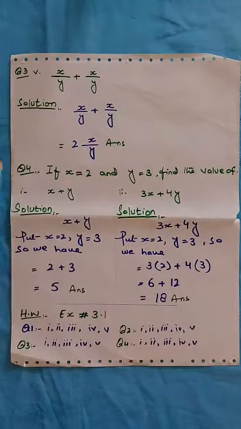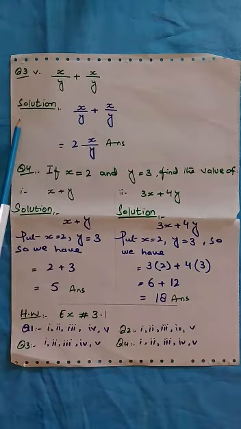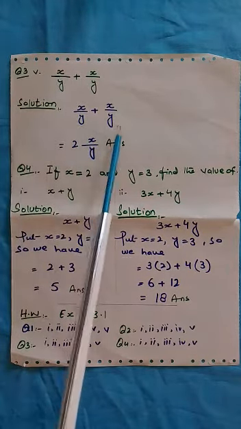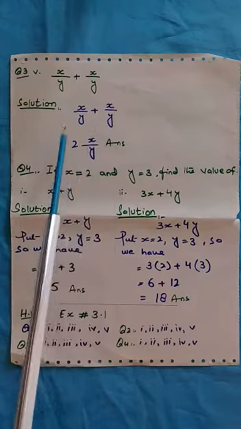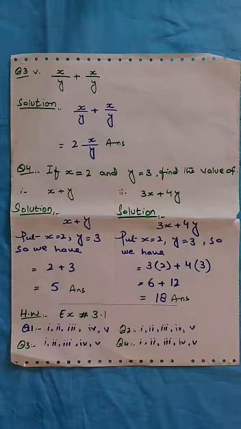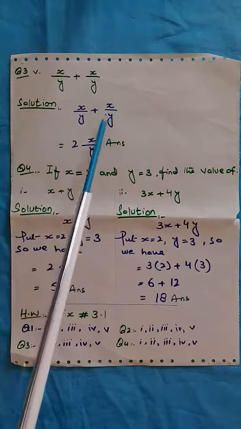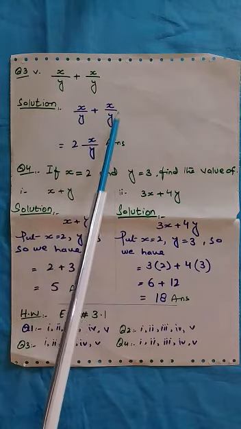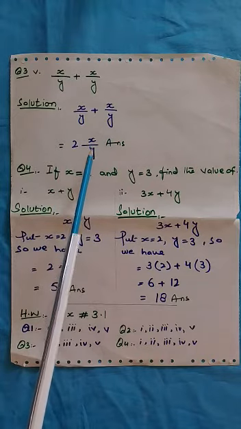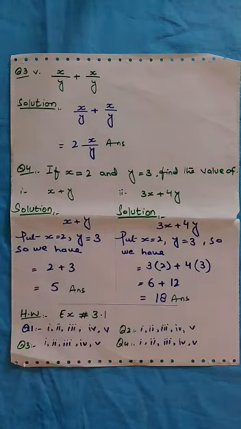Now question number 3 and its part 5. x upon y plus x upon y. Again we will put the heading of solution and first rewrite the question. x upon y plus x upon y. These are also like terms. So here we can see no coefficient. I told you if there is no coefficient, then the coefficient is 1. So 1 plus 1 is 2. x upon y and x upon y both are the same like terms, so we will write it one time. So the answer is 2 x upon y. Is that clear?